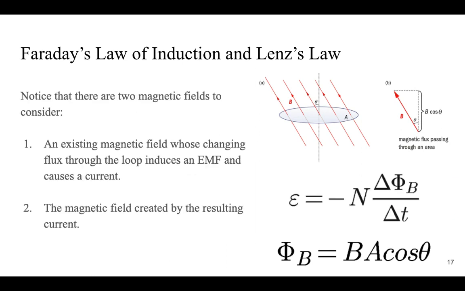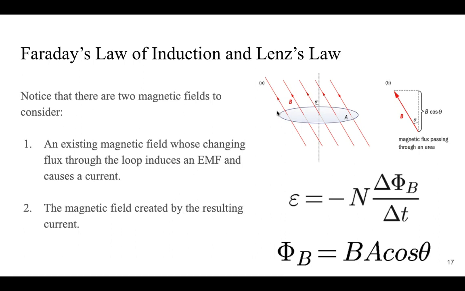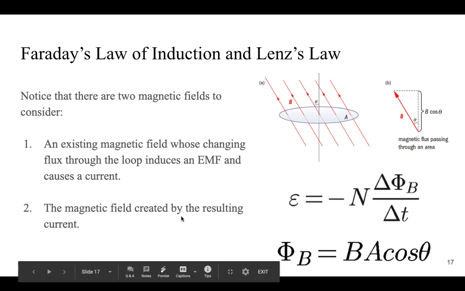So right away, let me point this out. There's going to be two magnetic fields that we need to be aware of when we're doing these problems. One is the one that's already there. So in this drawing, these red lines are giving us the existing magnetic field. The change in the flux is going to induce an EMF that's going to cause a current that's going to cause another magnetic field. So yeah, we have the existing one, and we have the one that is going to be created by the induced current.